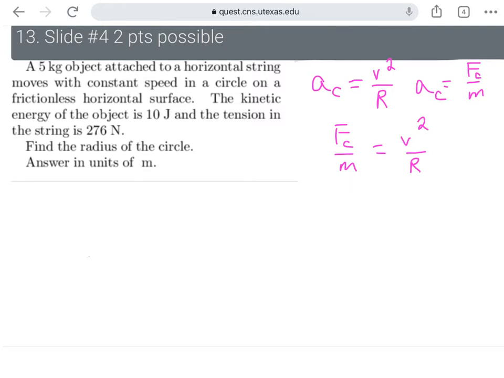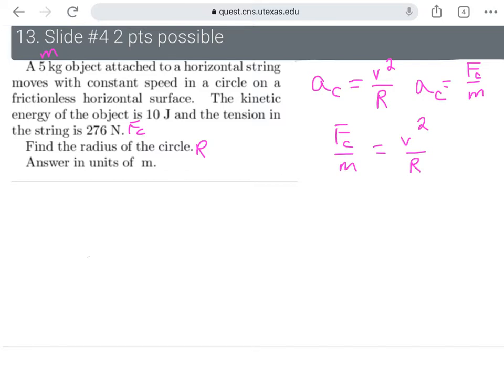So if we check off the stuff that we know, Fc, that's given here. We are looking for the radius, so the radius is our unknown, what we're trying to find. We're given the mass up at the top, and so out of that equation, the only variable we don't know is the velocity. So we need another equation, because we have two unknowns. We don't know velocity, we don't know radius.